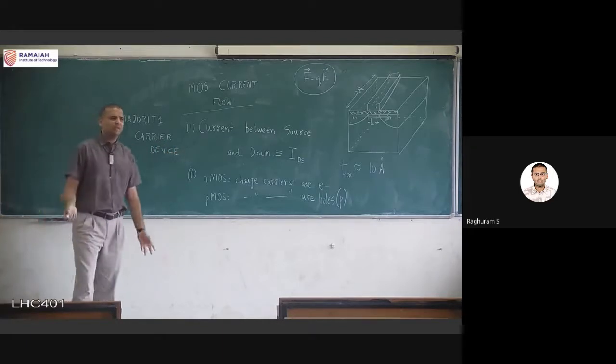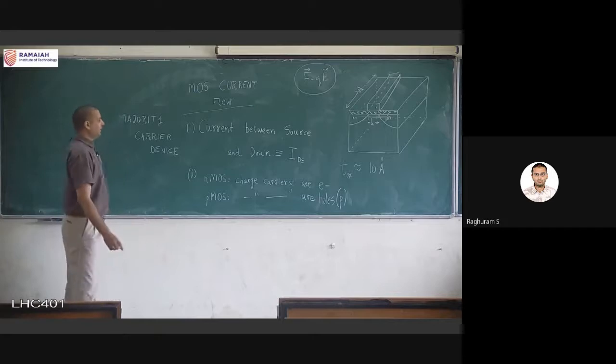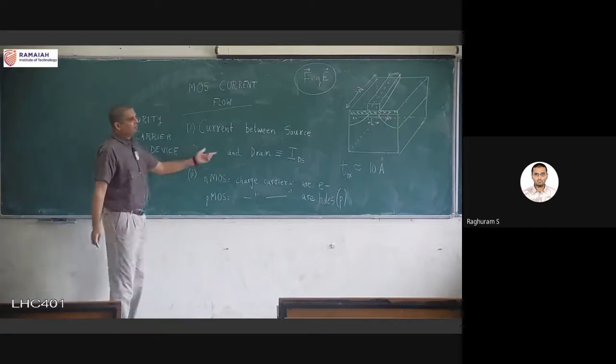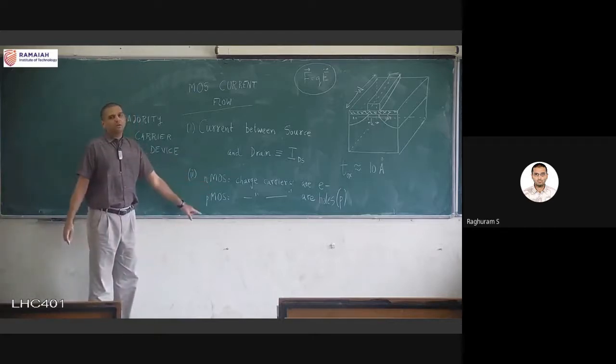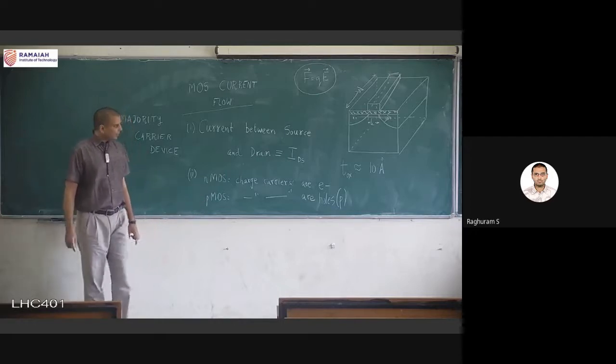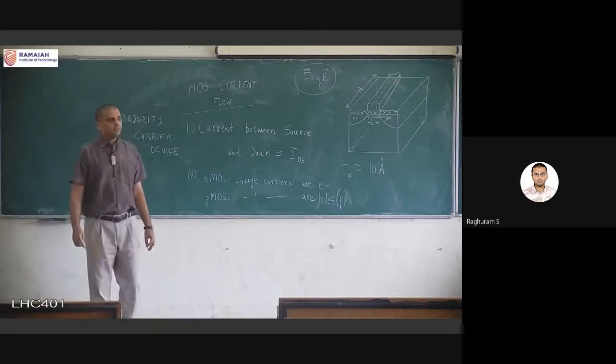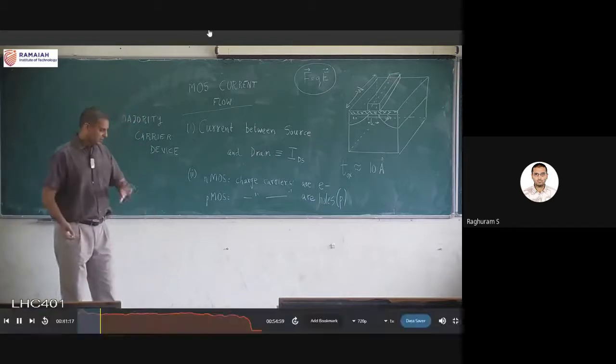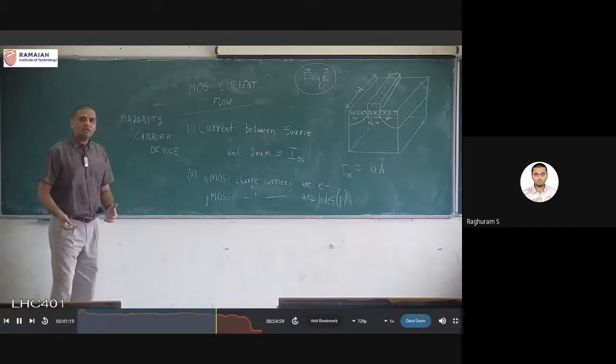They'll actually be very, very less. So, majority carrier device, current between source and drain, electron current, hole current. These are the three things to remember about the current. Okay. Now the next thing is, what is the mechanism? How does the current actually flow?